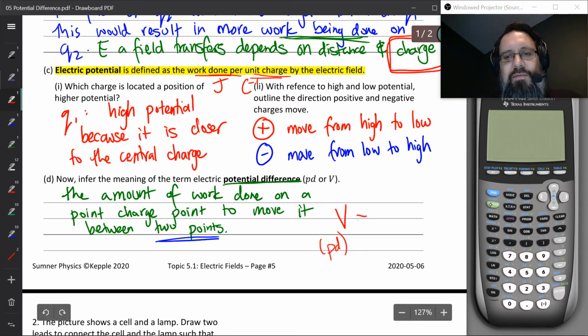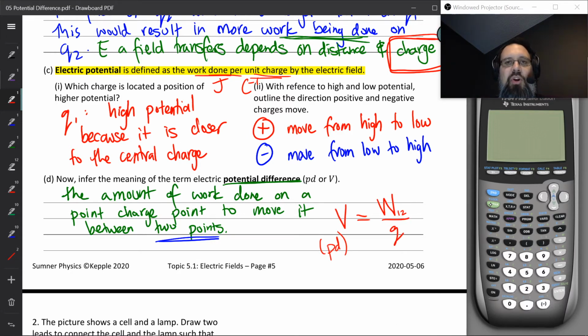The equation is that the voltage is equal to the work done between 2 points. Let's just put like 1 and 2. So it's the work done between 2 points divided by the amount of charge that you're moving, because it's per unit charge. So voltage isn't the work done, it's the work done per unit of charge.